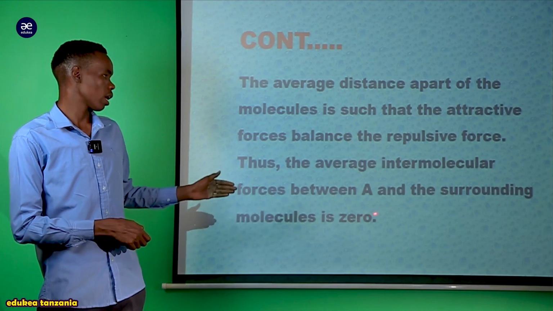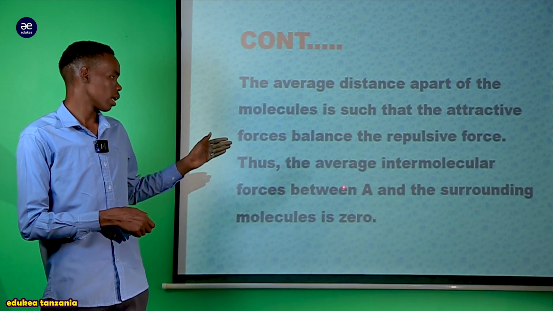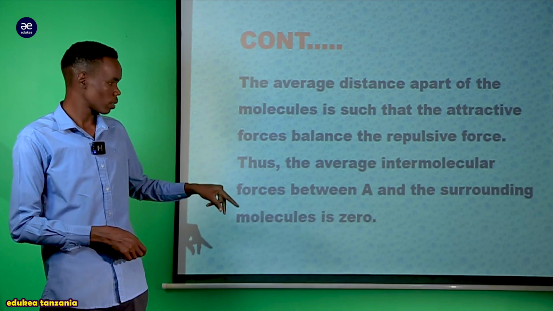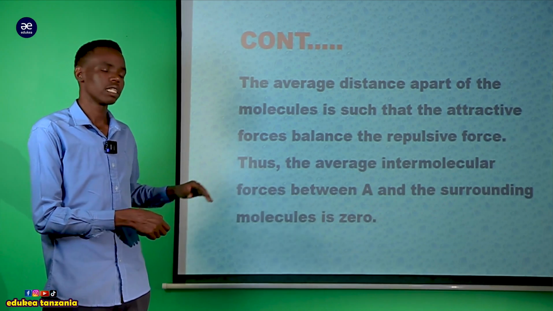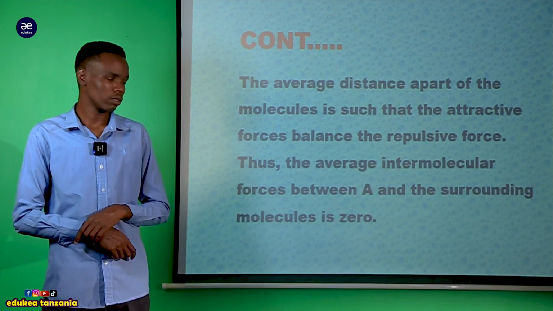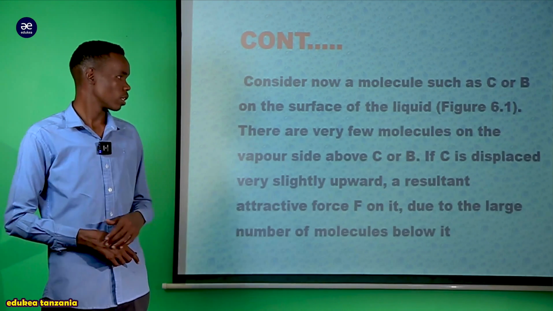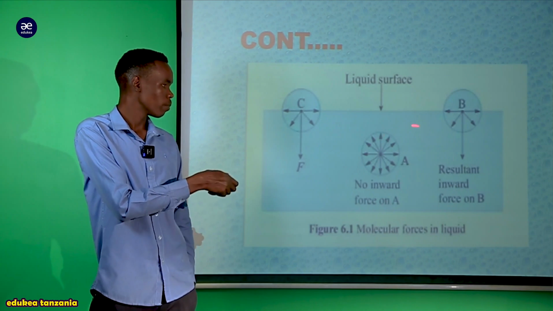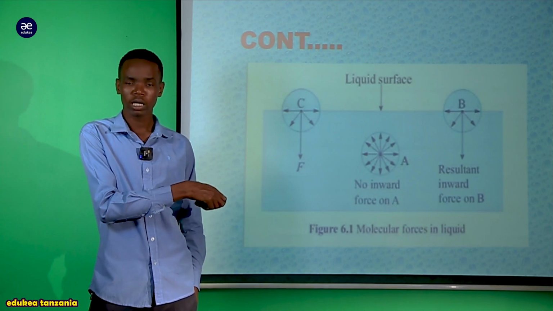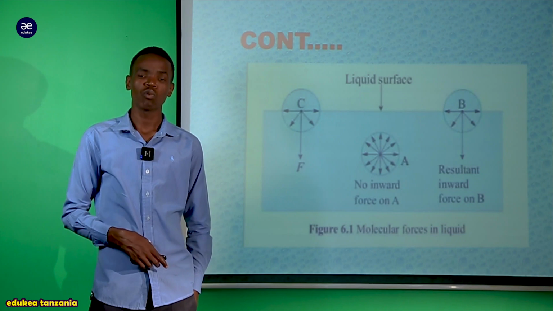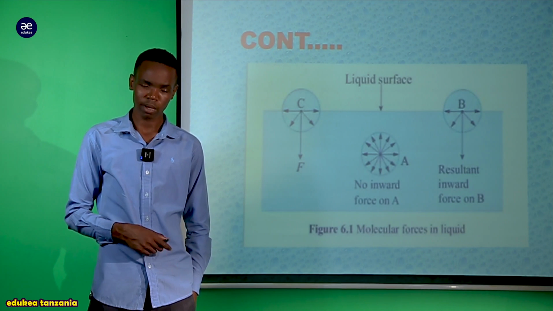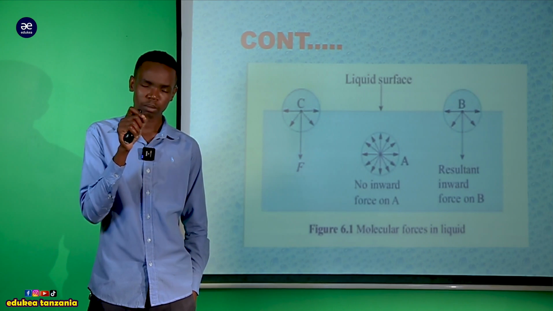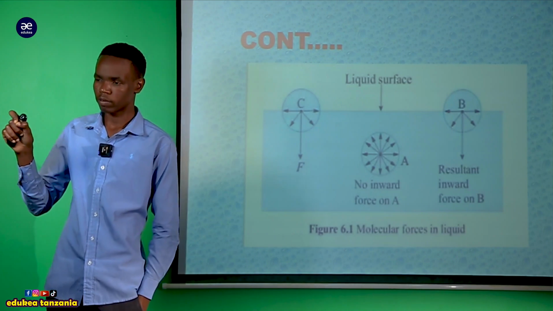Kwa hii, this average intermolecular force between A and that intermolecule must be equal to 0. Kwa ukiobserve hapa kwamba hizi intermolecular force ambazo zinakaa kwenye hii body A zitakuwa ni sawasawa na sifuri kwa sababu ya ile attractive force imebalance ile repulsive force.